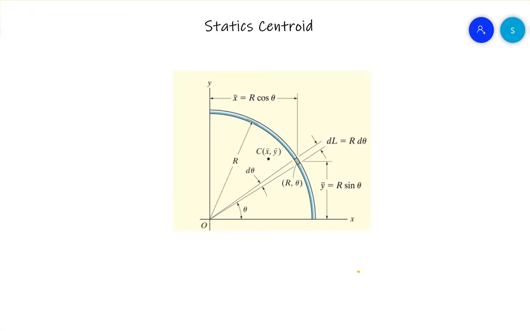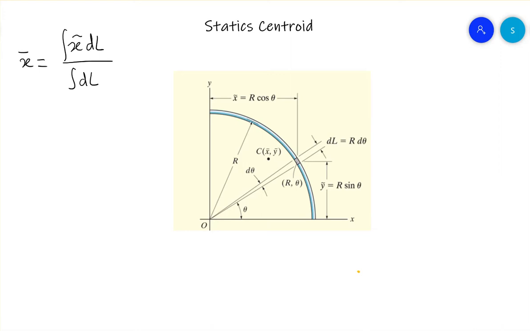So in this example, we will find the centroid of a quarter of a circle, just the arc of a circle, using polar coordinates. Remember that x bar is equal to the integral of x tilde dl divided by the integral of dl. In the first example, we have seen how to change dl by dy or dx, but here we will change dl by d theta. So we will use polar coordinates.